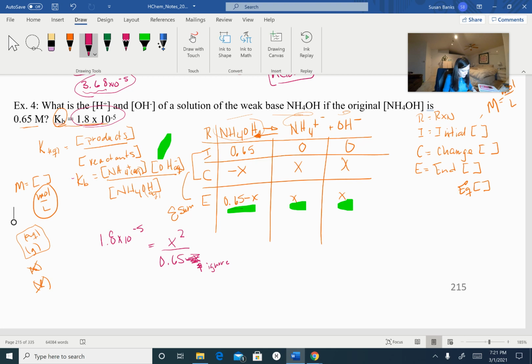Let's do the algebra. So I'm going to multiply both sides by 0.65. So if I multiply 1.8 times 10 to the negative 5 by 0.65, I get 1.17. 1.17 times 10 to the negative 5 is equal to x squared. And now all I have to do is take the square root of that. So let's take the square root.